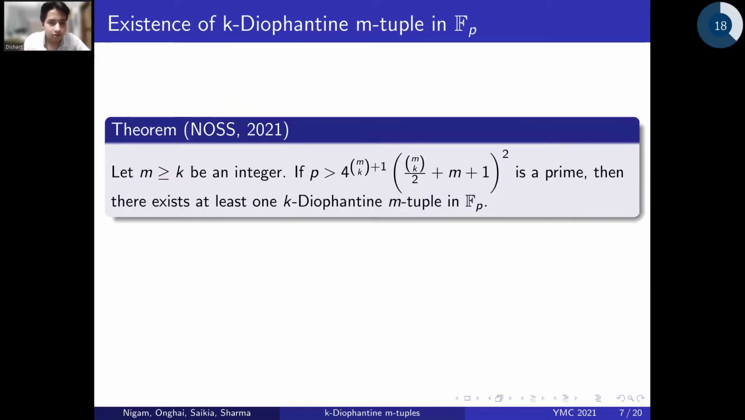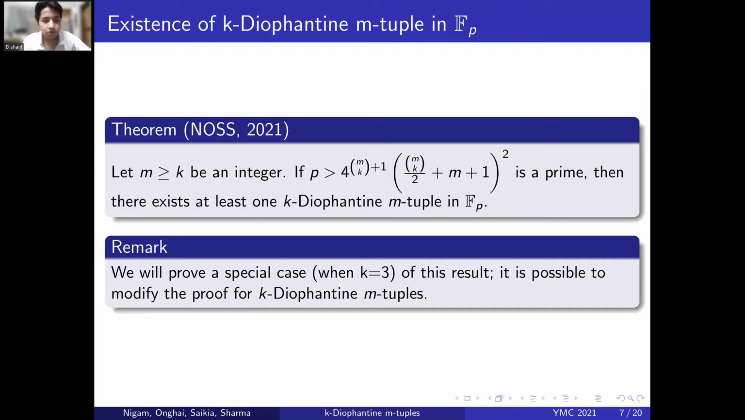So in our quest to find an answer to the first question, we got the following result. This is our first theorem. This theorem basically states that if m greater than k is an integer, then for p satisfying this bound and p being a prime, there will exist at least one k-Diophantine m-tuple in the finite field Fp.